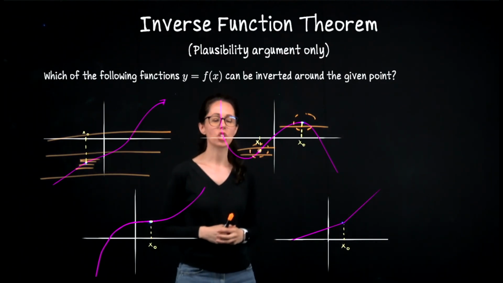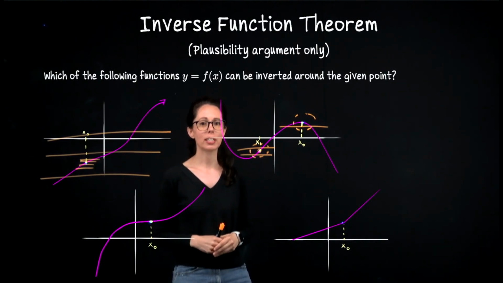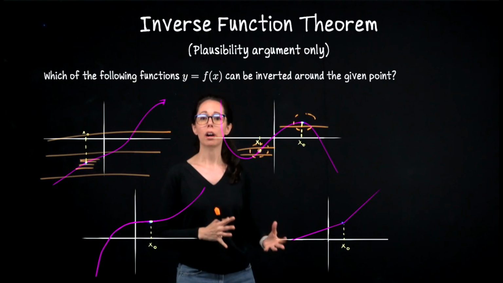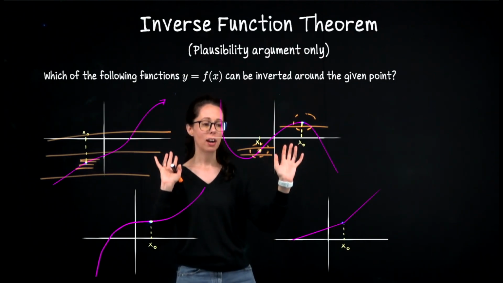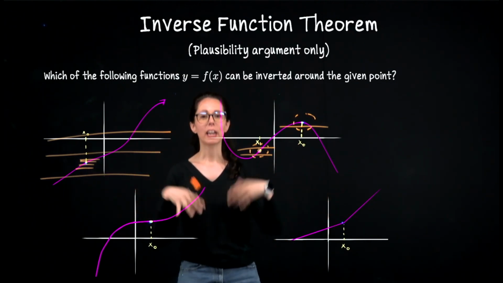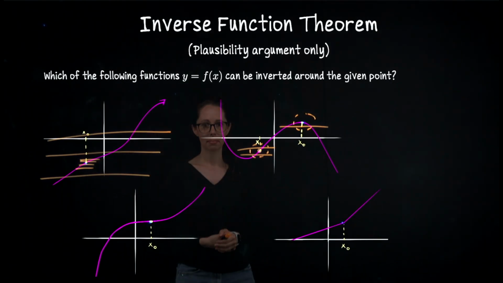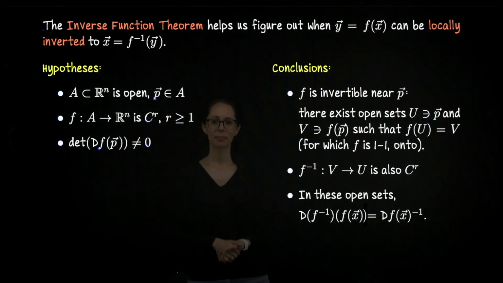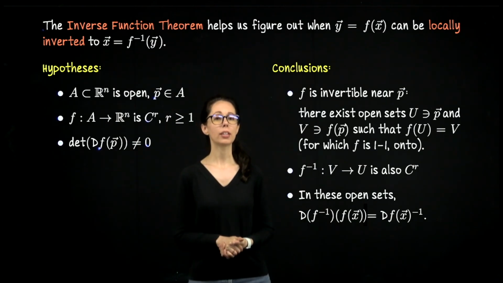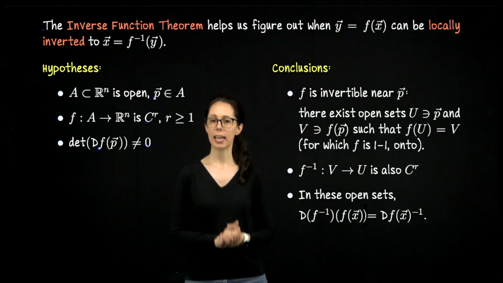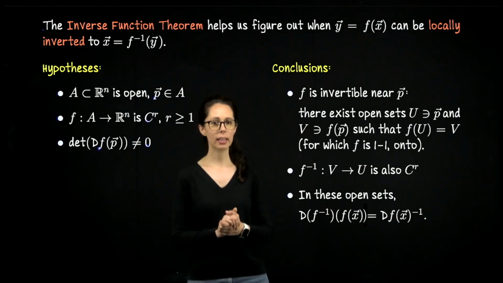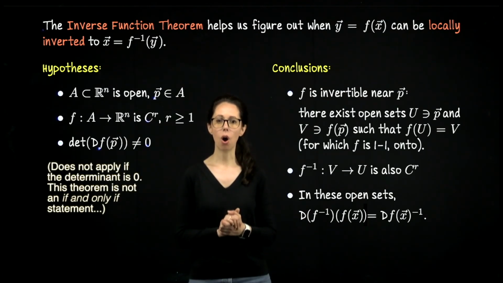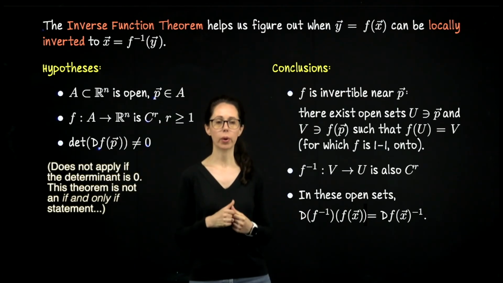Let's now look at the general statement for a function which is a map from, say, Rn to Rn. So we want to take our knowledge of functions from R to R and grow it into a larger statement. The inverse function theorem is a tool to help us try to detect when a function is locally invertible. It does not always apply, but when it does, here's how it works.